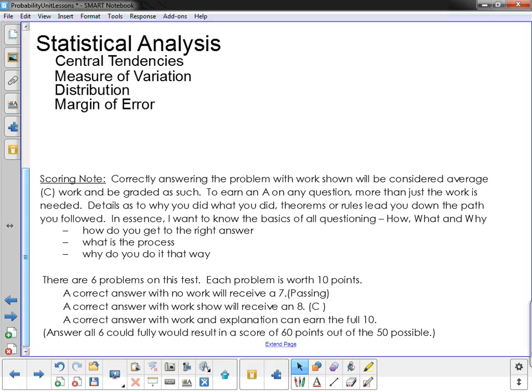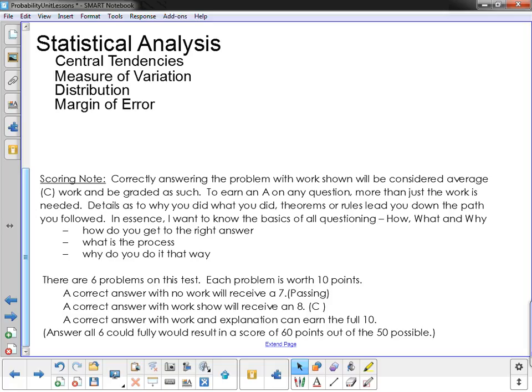Okay, so here you go. If you want to get that 10, you not only have to show me the work, you've got to be able to tell me how you got to the right answer, what your process was, and why you did it that way. Explain the whole thing to me so I can say, yes, you definitely understand. Okay, so there is what I have for you for review.